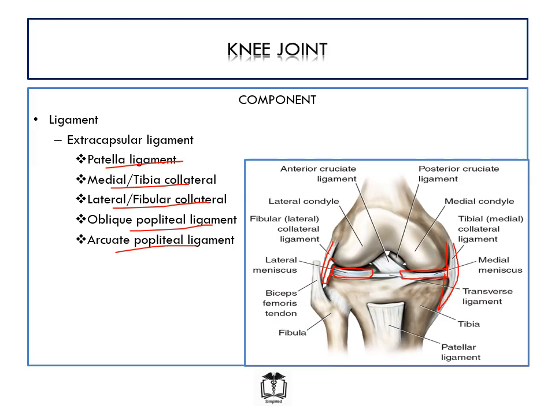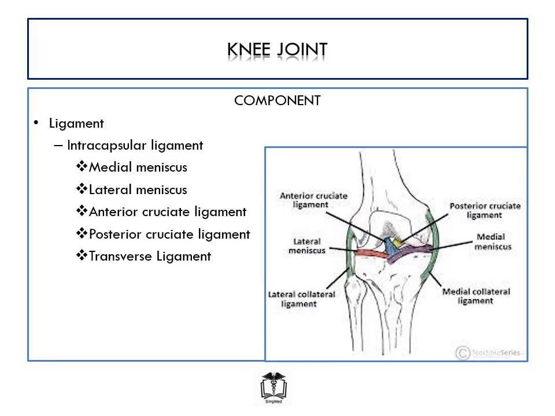So moving on to the intracapsular ligaments, this includes the medial and lateral meniscus, shown here, the lateral meniscus in red, the medial meniscus in purple. Then we have the anterior and posterior cruciate ligaments, which are found at the center of the knee joint, what we call the intercondylar fossa. And then we have the transverse ligaments. Each of these ligaments has its functions.